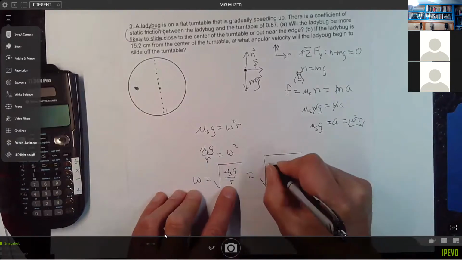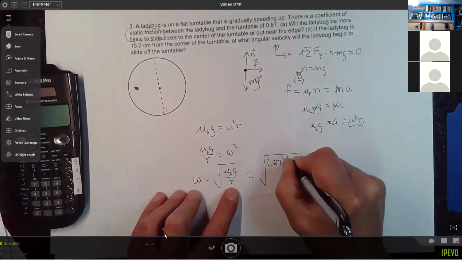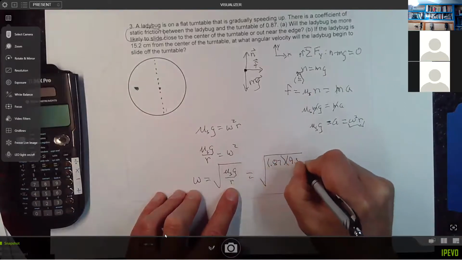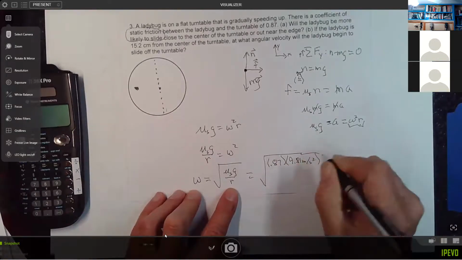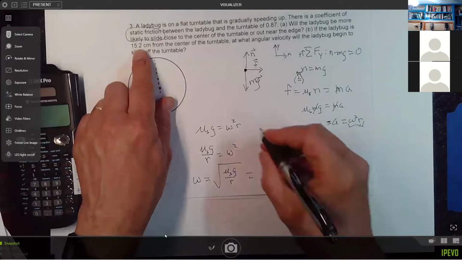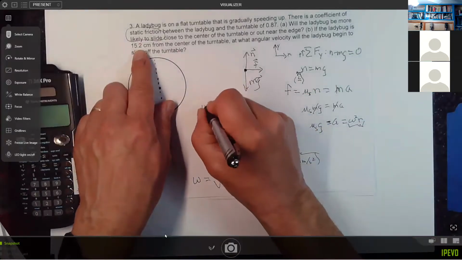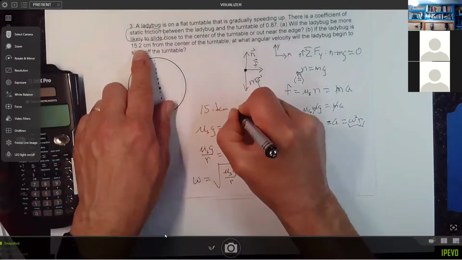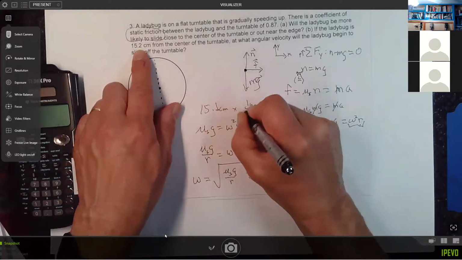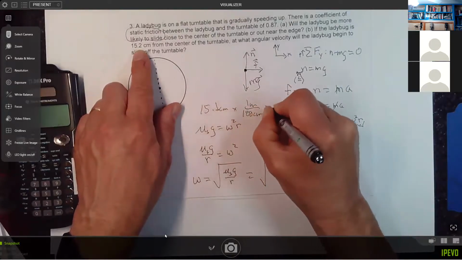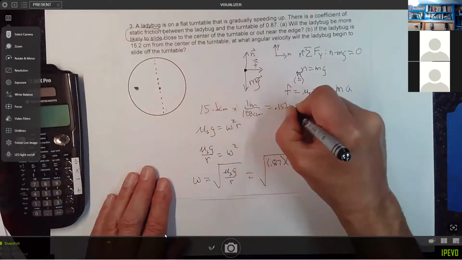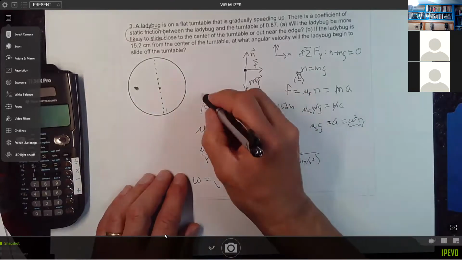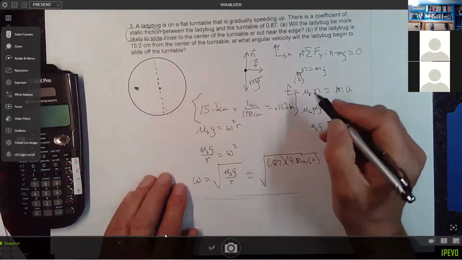Okay, and mu sub s is 0.87 times g, 9.81 meters per second squared. Unfortunately, they gave me the radius in centimeters, but 15.2 centimeters times 1 meter over 100 centimeters. Divide this by 100 and you get 0.152 meters. So that's the unit conversion for that.